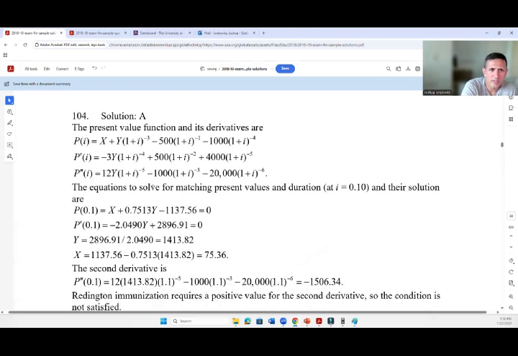So really, they're not really matching duration. They're literally matching second derivatives and first derivatives. Oh, sorry, they're matching the present values and the derivative. So actually, they're doing something kind of weird. They're defining one function as the present value of assets minus the present value of liabilities, and then setting that to be 0, setting the derivative to be 0.